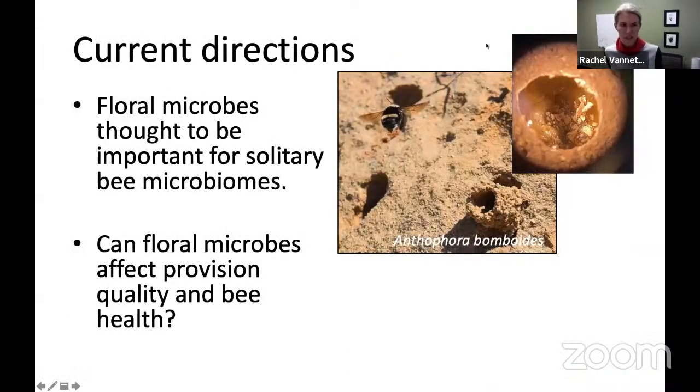And so one of our current directions is trying to understand if these floral microbes, which are obviously consumed by many pollinators at flowers and obtained at flowers, and which are thought to be quite important for solitary bees and comprise a large proportion of their microbiome, can affect provision quality and bee health. And so we're looking at this in a number of species, including Osmia, and also this cool bee that nests at the beach, Anthophora bomboides.